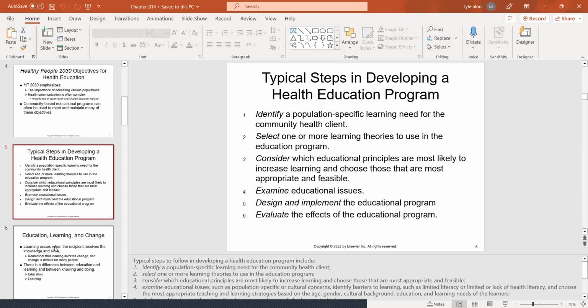So we take a look at the different steps that we use when we're developing a health education program. We need to identify a population and the specific learning needs. We're going to select one or more learning theories to use in the education program. We're going to consider which educational principles are most likely to increase learning, and then we're going to examine educational issues, design and implement the program, and evaluate our effects.